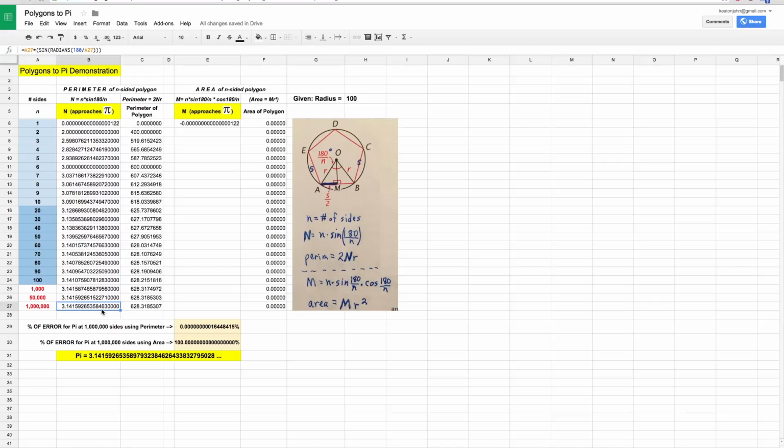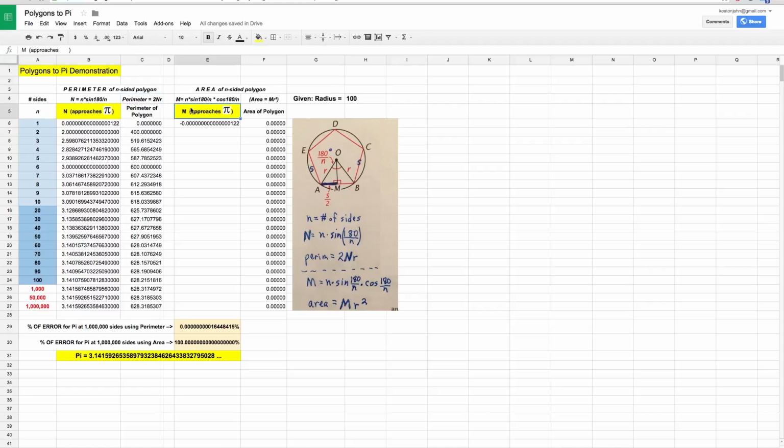And this makes sense if you think about what a circle is. A circle has essentially an infinite number of sides. There's an infinite number of points on a circle's circumference. And so as we add more and more sides to our polygon, we're going to come closer and closer to a circle, which is why N comes closer and closer to pi, which makes sense when you look at the formulas.